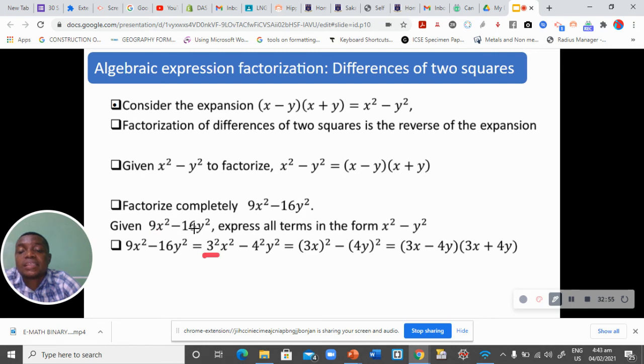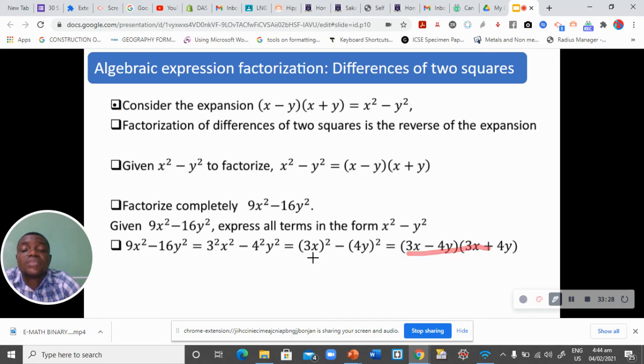Then you can write the x is already a square. You can write 16 as 4 squared, and the y is already squared. So you can group them. This one, you can write it as (3x) squared, and this as (4y) squared. So you see that they are square, square, negative. So you just repeat them, (3x plus 4y), (3x minus 4y). So you are done. That's the difference of two squares.